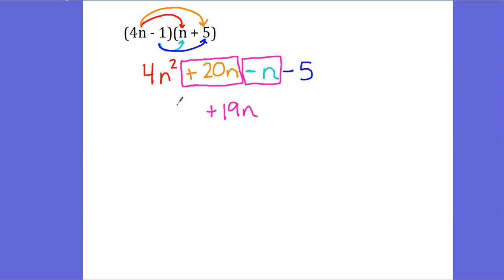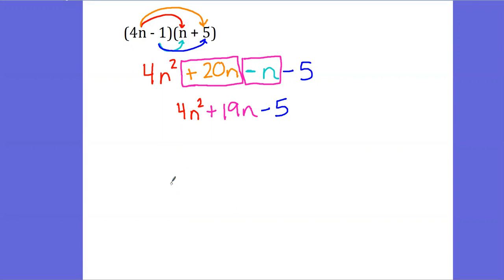And let's just bring down our other pieces. We have this 4n squared, no other n squareds to combine that with, and we can't put these together. They are not like terms. Same variable here, but different exponents. And minus 5. Now, let's take a look at this in a different way.